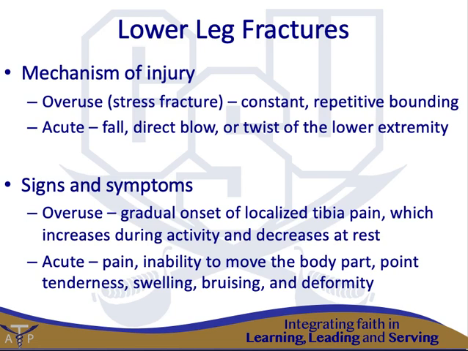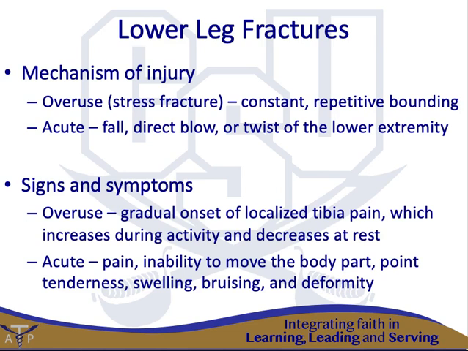Stress fractures can occur when an athlete is poorly conditioned, has increased the intensity or changed her or his activity too quickly, or wears shoes that are inappropriate for the activity. For acute fractures, these are caused by a fall, motor vehicle accident, a direct blow to the bone, or a twist to the lower extremity.